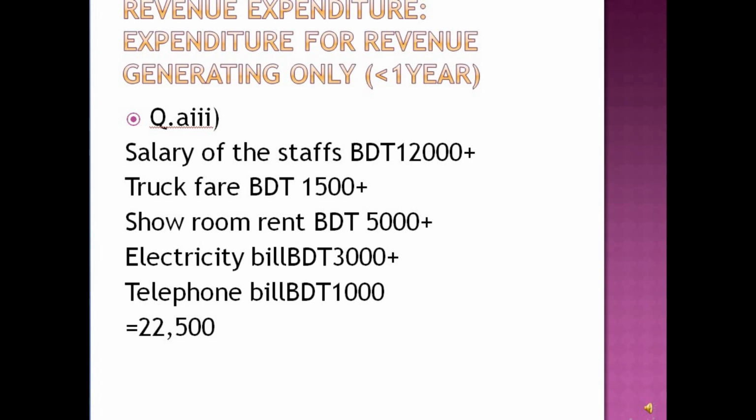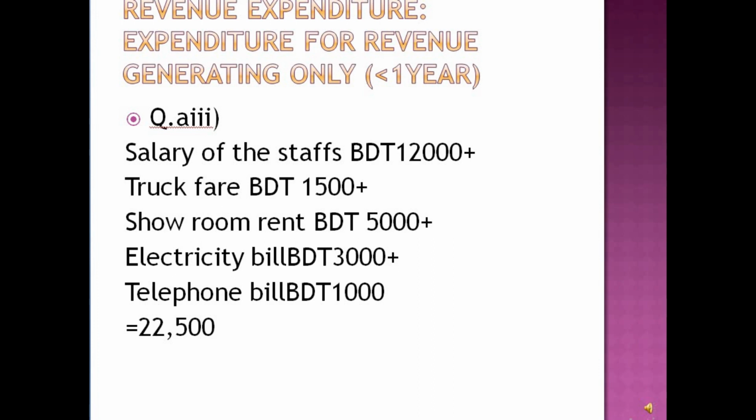The next question asks about revenue expenditure. We know revenue expenditure is any expenditure for revenue generating, and this must be paid within 1 year of time. Let me clarify what is revenue. This is nothing but the earning of the producer by selling the goods. Thus, any expenditure directly linked to production of the good is counted in the revenue expenditure.